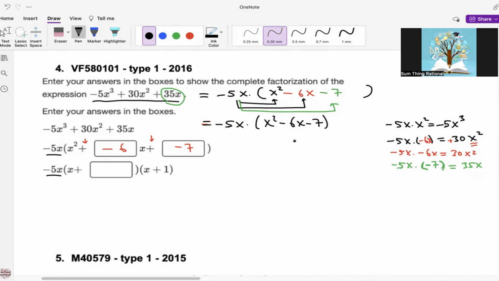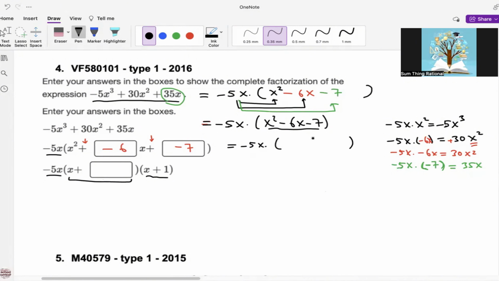Definitely, we should not stop at this level because the question is continuing. Just one more step is done. What is that one more step? Negative 5x, and I need to factor this trinomial, x squared minus 6x minus 7. Actually, one of the factors is given already, which is x plus 1 here. What must be inside this parenthesis? You can use the X method or you can think about it.